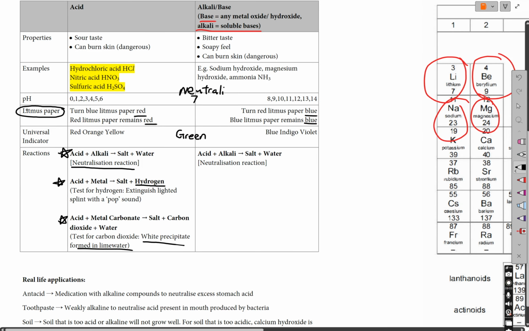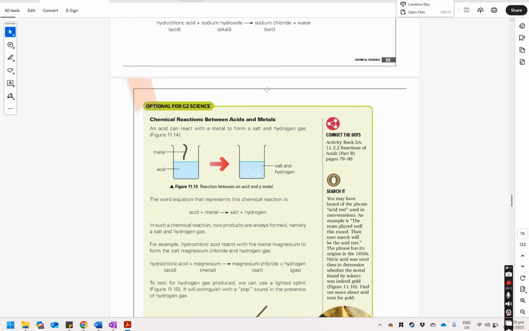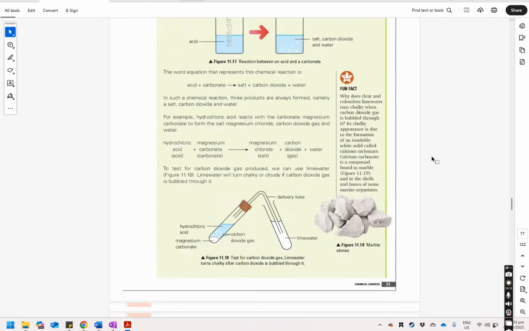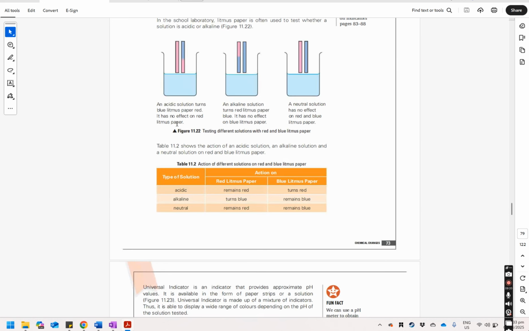Okay, so before that, litmus paper and universal indicator are simply indicators. Just like the name suggests, they indicate to us whether the substance is acidic or alkaline. Okay, so here we have a summary of how the litmus paper will turn out. A neutral solution will not have an effect on red and blue, so it will not change color.